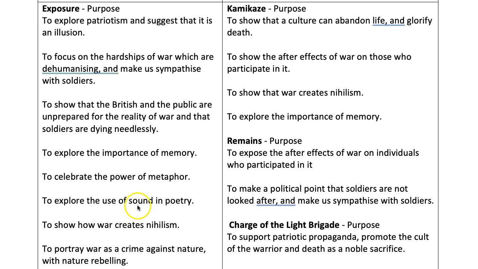It's also really interested in the sounds of words in poetry. You'll have to go and watch my video on Exposure to see what I mean there. But the lines are rich in sound, and it's important to be read out loud. He wants to show that war creates a sense of nihilism, a sense that life is pointless and without meaning. And he also portrays war as a crime against nature. It's totally unnatural, which is why nature starts to rebel against them and attack them, as though they're invading nature through their man-made war. Okay, what can I compare it to?